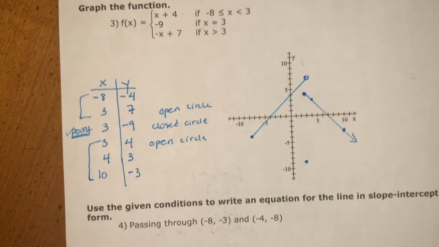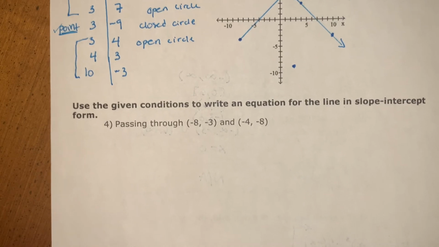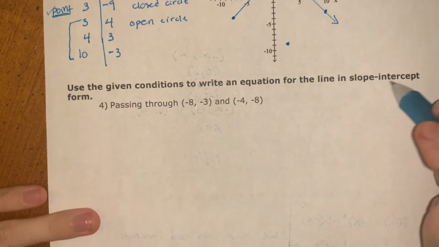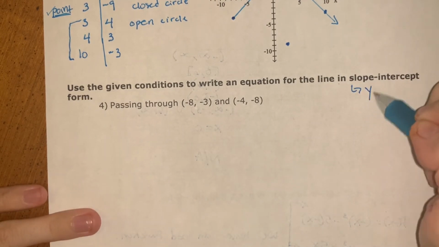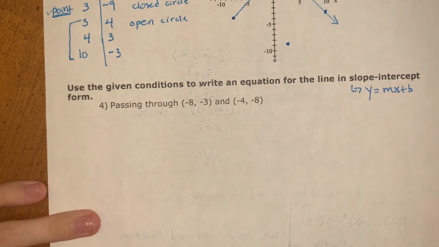All right, number 4. Number 4 says use the given conditions to write an equation for the line in slope-intercept form. Let's remind ourselves what that is. That's this. Again, you guys have got to memorize slope-intercept form. You need to memorize point-slope form and general form, what that looks like, because I'm not providing that to you.